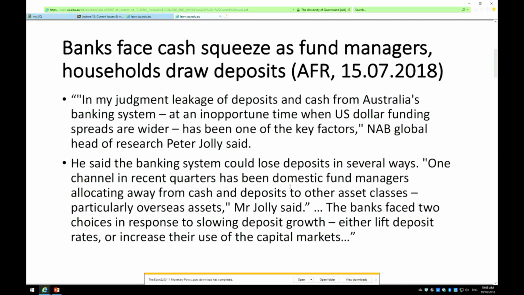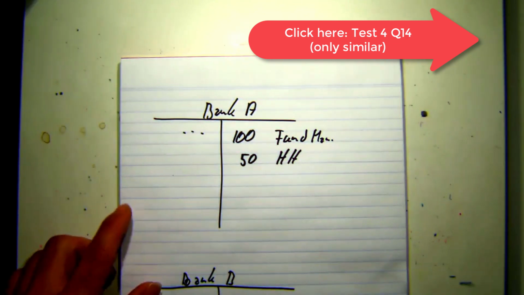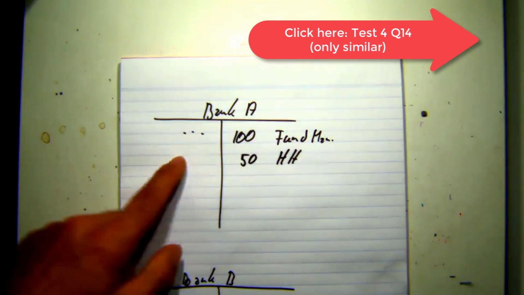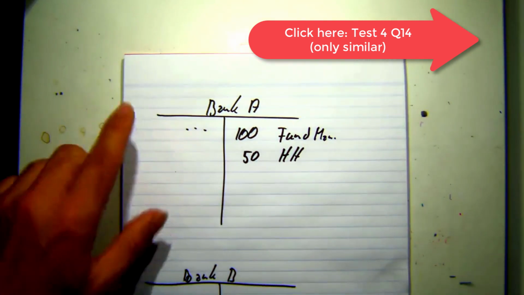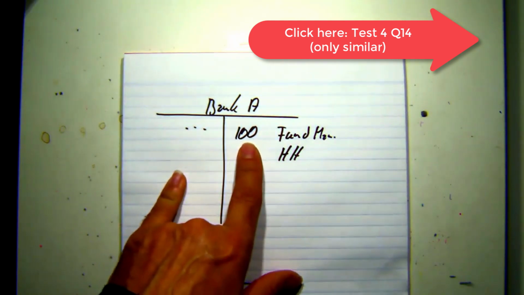One channel in recent quarters has been domestic fund managers allocating away from cash and deposits into other asset classes, particularly overseas. Let's do domestic first. It's a bit easier. So I've got a bank here. Bank A, there's of course equity, there's ESF, blah, blah, blah. But I want to focus on this one here first, the deposits.